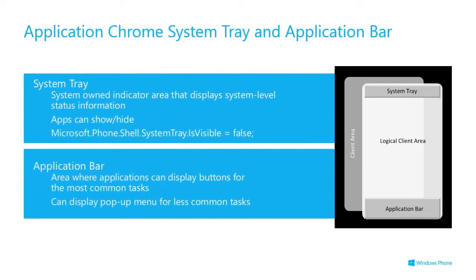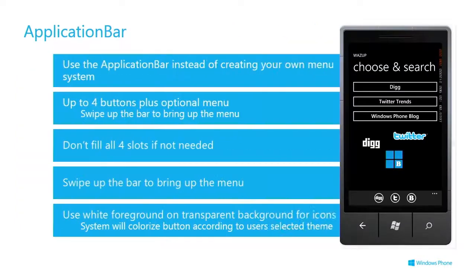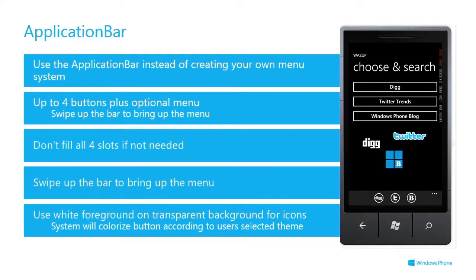So back to this is our anatomy of the page again. The application bar is where you can put buttons for the most common tasks. It appears on the bottom of the page. And you can have up to 4 buttons, or you can have a number of textual menu items underneath as well. So use up to 4 buttons. Don't feel you have to use them all. And if the user swipes at the bar, they see the little ellipsis there on the application bar down there. If they swipe that up, you can see textual menu items as well.